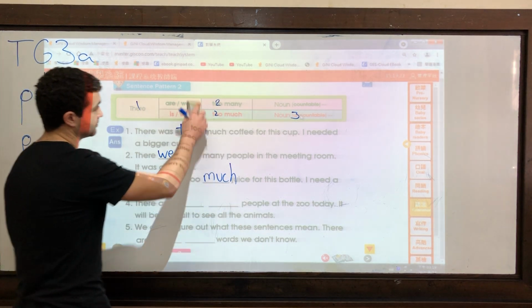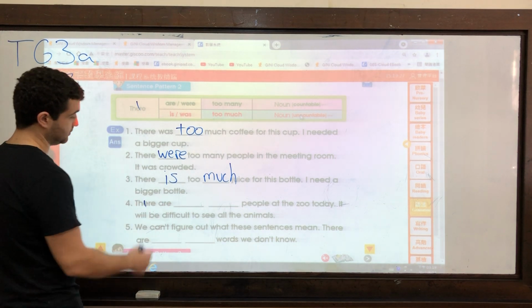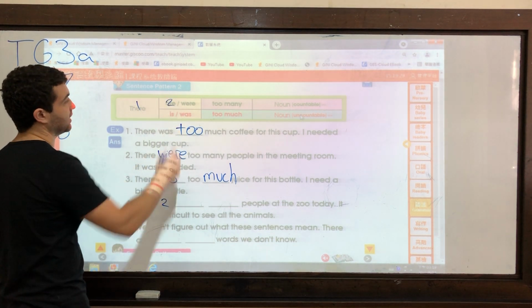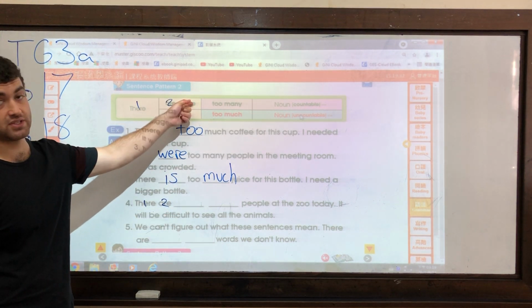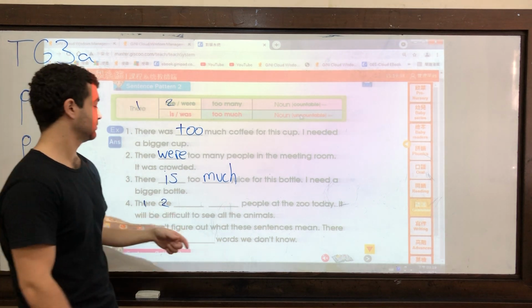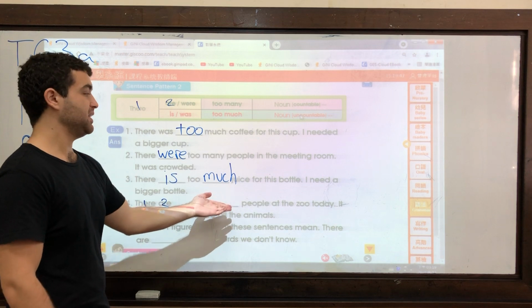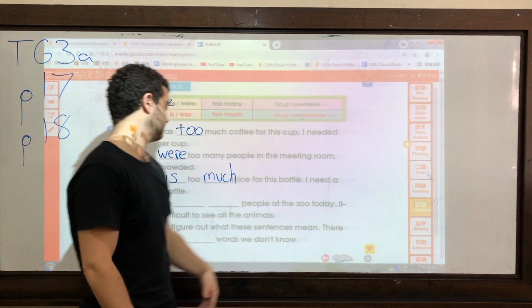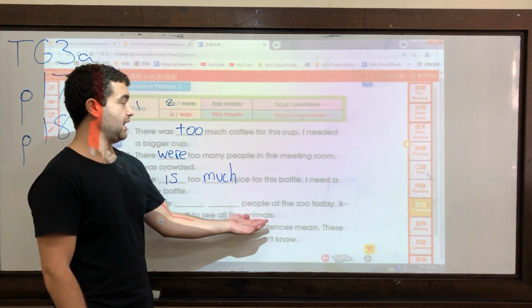There are, so we already know, because it's are, that it's going to be the first sentence pattern. There are too many people at the zoo today. It will be difficult to see all of the animals.